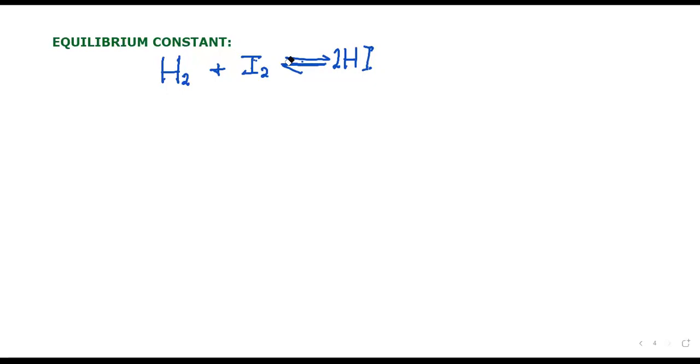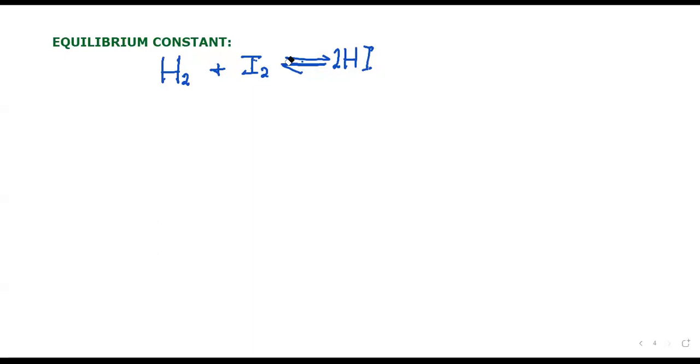Then you let the reaction proceed for a little while, and after a little while you measured the concentration of hydrogen, iodine, and hydrogen iodide again. You kept on repeating the process until you reached a state of equilibrium, right? Once it reached a state of equilibrium, you can actually go ahead and calculate the equilibrium constant.